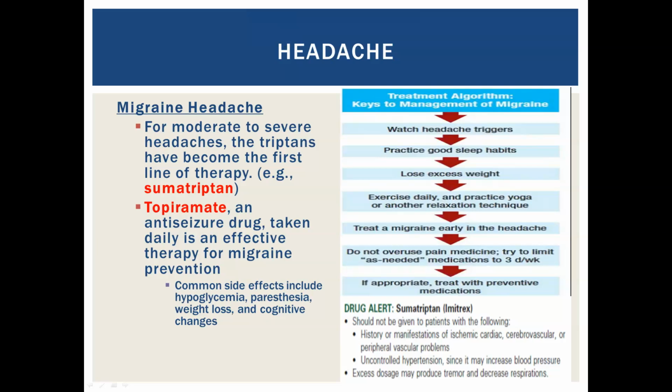For our drug alert here at the bottom with the sumatriptan, right? If they have a history of ischemic cardiac or cerebrovascular disease, so TIA, stroke, or peripheral vascular disease. We're going to talk later on, I believe, these triptans basically work through the vasculature. Be careful giving it to clients who have uncontrolled hypertension. And if you take too much of it, you may produce some sort of tremor or even decrease your respiratory effort.